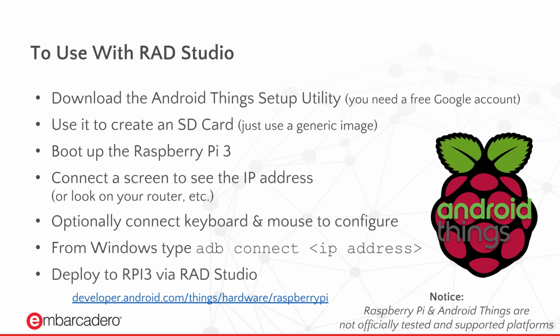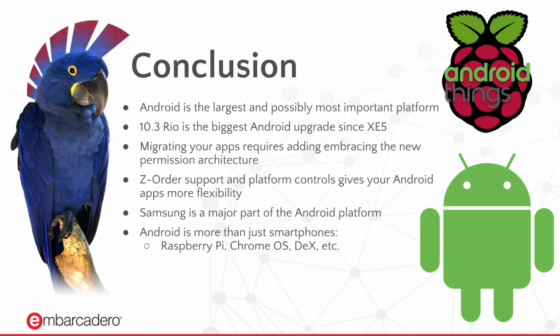If you're using Raspberry Pi 3, it's not as powerful as the other Android devices you're used to developing on, so you're probably going to be doing some sort of device that isn't interacting with the user quite a bit and is just doing something and running in the background, collecting information, for example. So, yes, you can run Delphi applications on Raspberry Pi with Android Things.